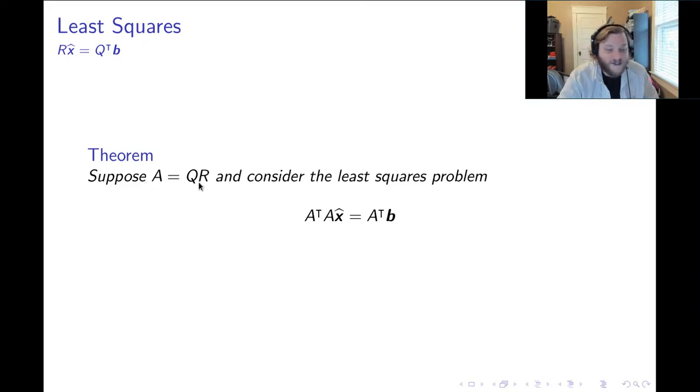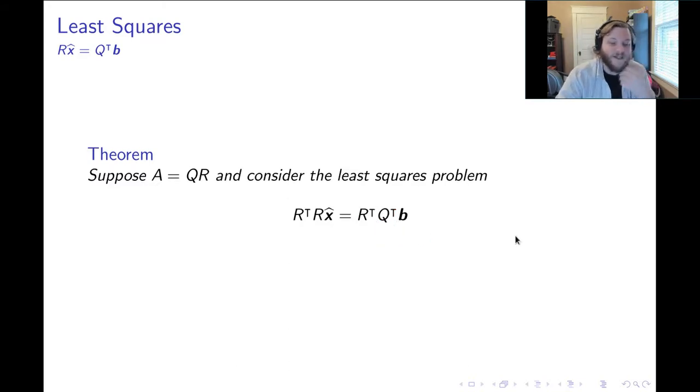So let's say A is Q times R, and let's think about the least squares problem, which is the Gramian of A times x hat equals A transpose times b. Well, remember that one of the properties of QR factorizations is the common Gramian property. The Gramian of A in A equals QR is the same as the Gramian of R. So I can replace A transpose times A here with R transpose times R. I can also substitute in A equals QR on the right side of this equation to get R transpose times Q transpose when I distribute the transpose.